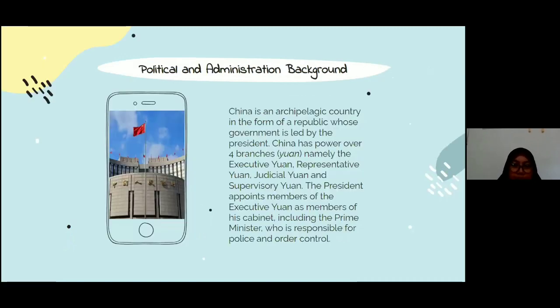And this is the political and administration background of China. China is an archipelagic country in the form of a republic whose government is led by president. China has power over 4 branches, or yuan, namely the executive yuan, representative yuan, judicial yuan, and supervisory yuan. The president appoints members of the executive yuan as members of his cabinet, including the prime minister, who is responsible for policy and order control. Next slide, please.